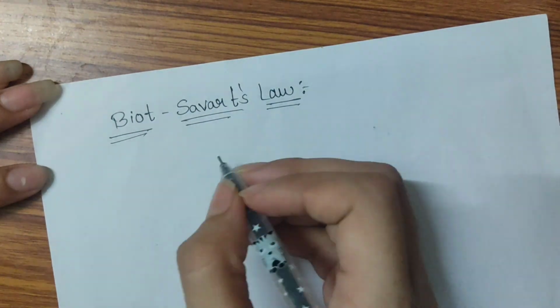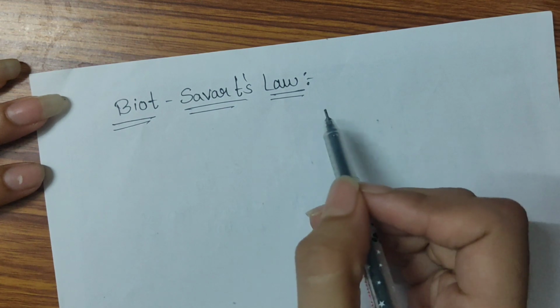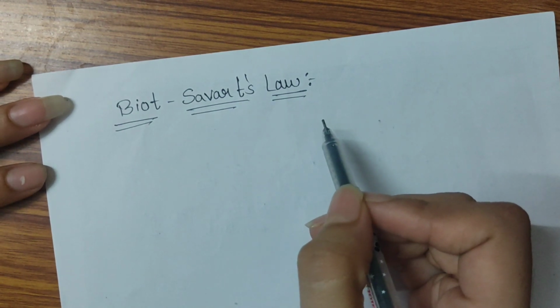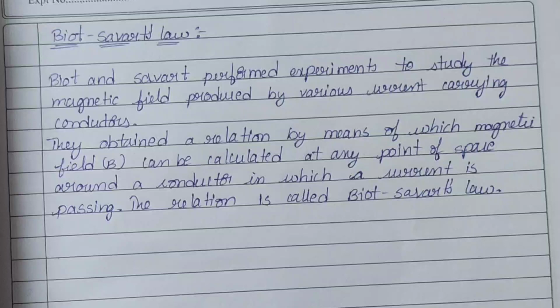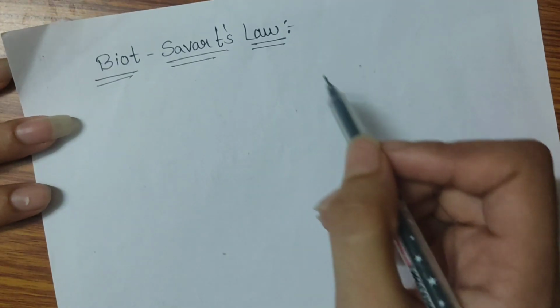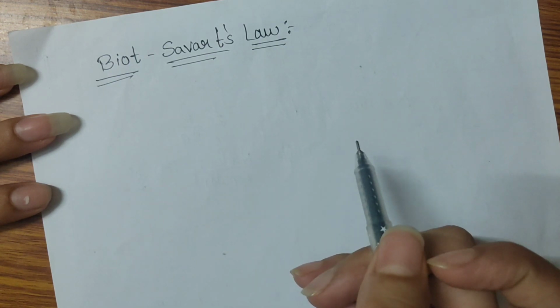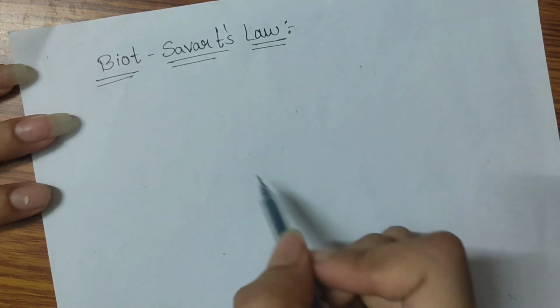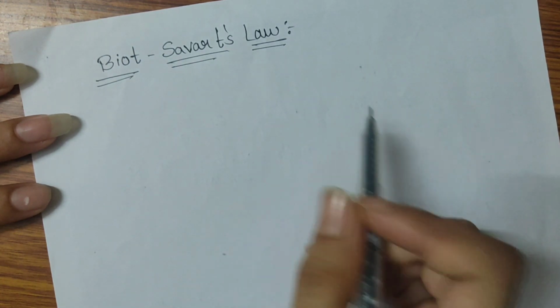Biot and Savart performed experiments to study the magnetic field produced by various current carrying conductors. They obtained the relationship by which the magnetic field B can be calculated at any point of space around the conductor in which current is passing. This relation is called Biot-Savart's law.